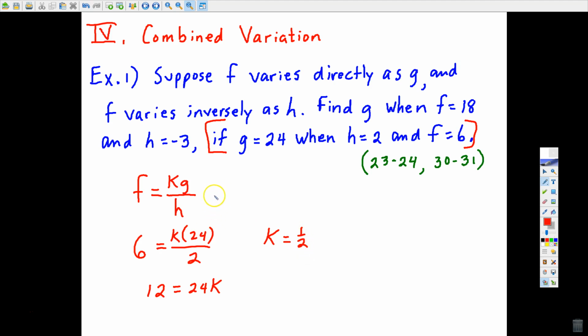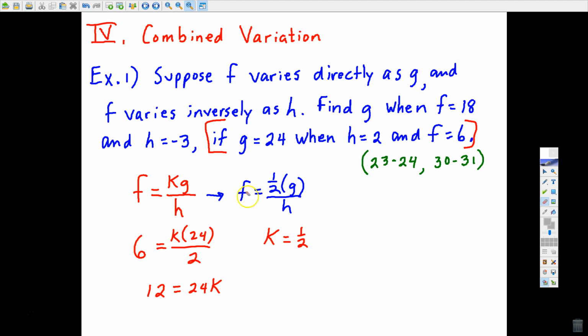Alright, just like we've done before, I started off very general. Now that I've found k, I'm going to get specific. I'm going to write an equation that relates to this particular problem. F is equal to, I'll just say 0.5, or if you want to do 1/2 g over h. Okay, and we can just leave it like that for now because our final answer is going to be just a regular number. Alright, so make sure you understand how we found k.